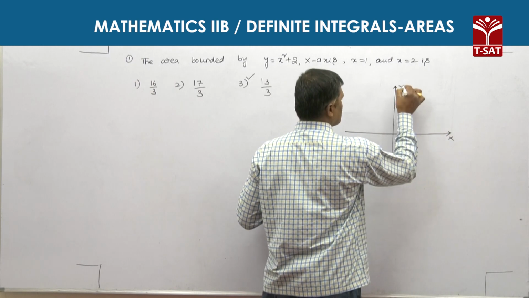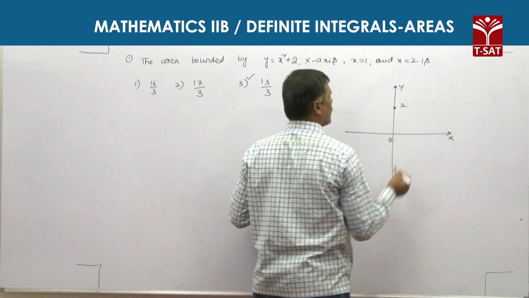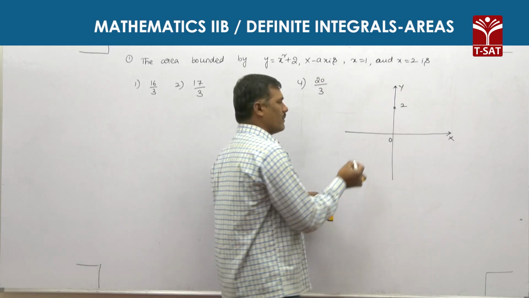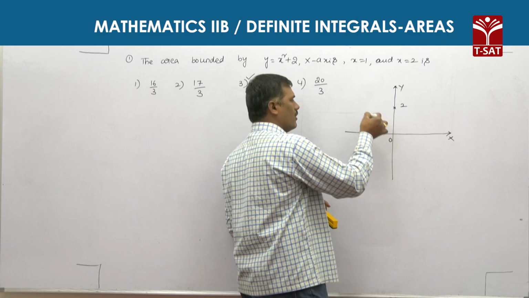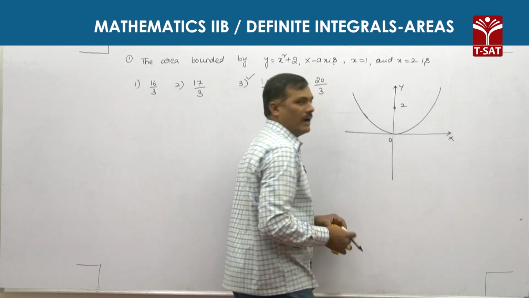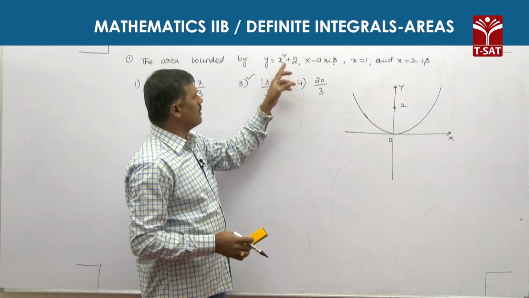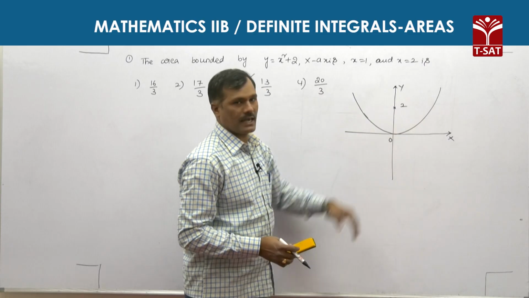X-axis and y-axis, 0. It is 2 units above the x-axis. y is equal to x square. It is a standard form of the parabola x square equal to 4ay, whose vertex is (0, 0). But the given curve is y is equal to x square plus 2. That's why we move 2 units above the x-axis.